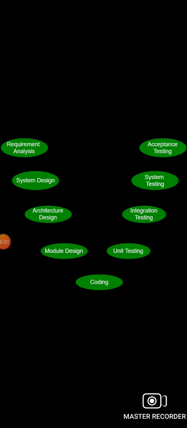Another testing is system testing. System testing is directly associated with the system design phase. System tests check the entire system functionality and the communication of the system under development with external systems. Most of the software and hardware compatibility issues can be uncovered during these system test executions.